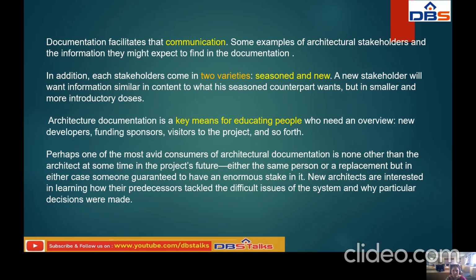In general, the stakeholders come in two varieties. What are those? Seasoned and new. And architecture documentation is a key means for educating people. That is the main importance of documentation. It is educating the people, so it is educating the stakeholders. Why? Because they need an overview.